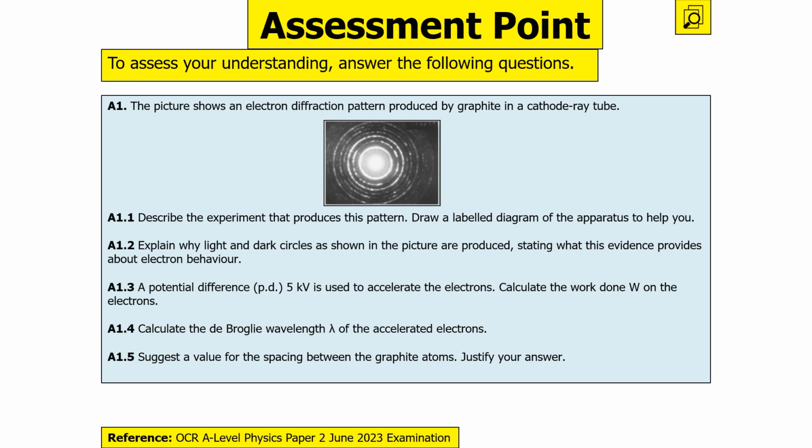Calculate the work done on the electrons. Calculate the de Broglie wavelength of the accelerated electrons and suggest a value for the space in between the graphite atoms. Just to find your answer, pause the video now, then unpause the video when you want to go through your answer.